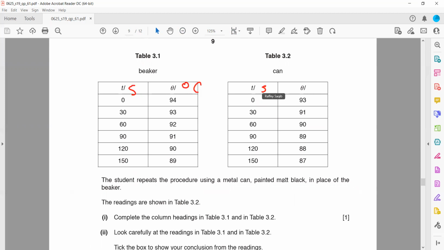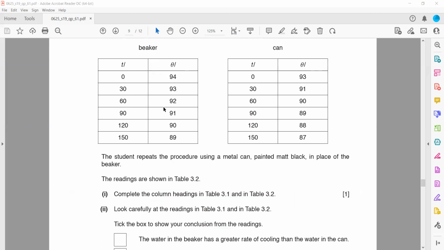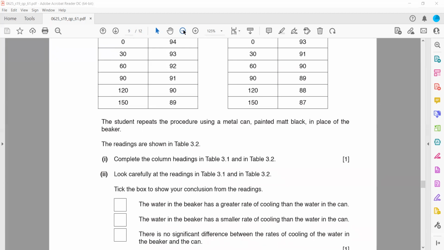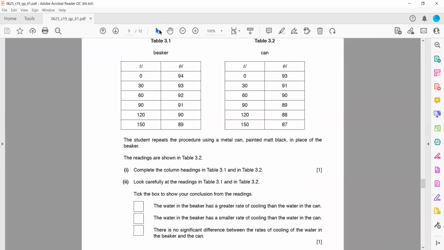So if we want to investigate the rate of cooling, 94 to 89, what is the temperature change? And 93 to 87, what is the temperature change? So 94 to 89, that is a 5-degree change in temperature. 93 to 87, that is about a 6-degree change in temperature. So which box should I tick when I'm comparing the rate of cooling? It's not too big a difference. For the beaker, it changes by 5 degrees, but for the can, it changes by 6 degrees. So what should be the right option?